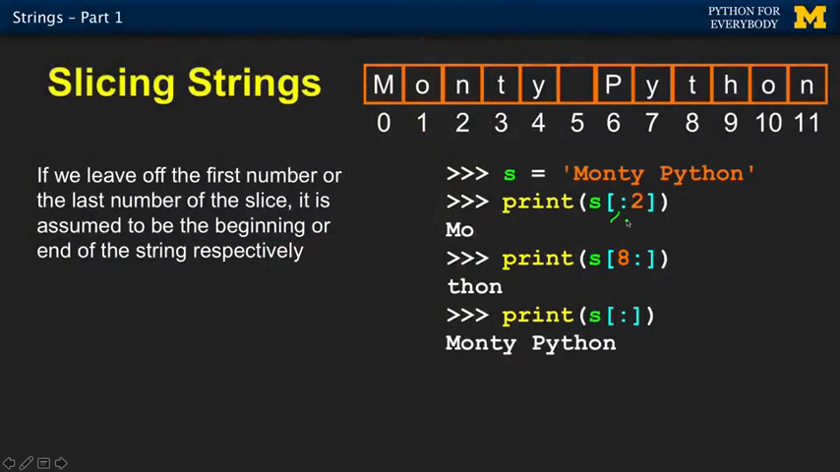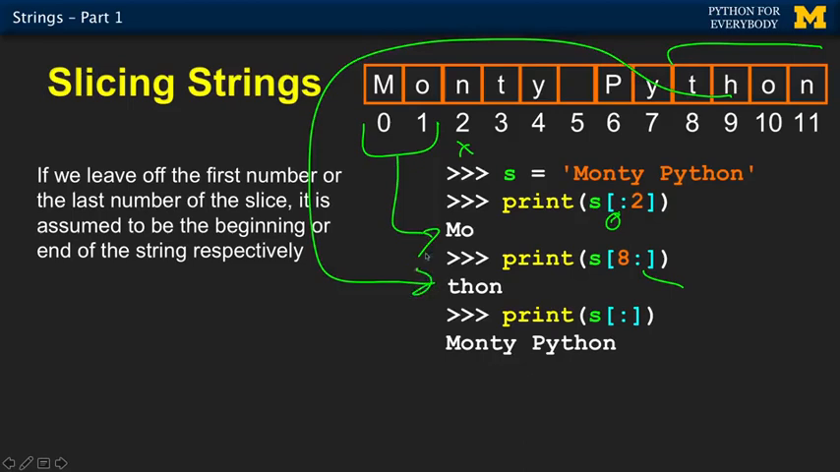Given that the beginning and the end of the string are a very common thing, you want a prefix or a suffix off of this string. It's really common to either eliminate the first character, which means beginning of string, or eliminate the second part of the range, which means the end of the string. So this says 0 up to but not including 2, so that's MO. And this one says 8 through the end, which means thon. And then you can eliminate them both, and so it means the whole thing. Why you want to do this, I don't know. I just say it's syntactically there for completeness. So up next, we're going to continue learning how we can manipulate strings.